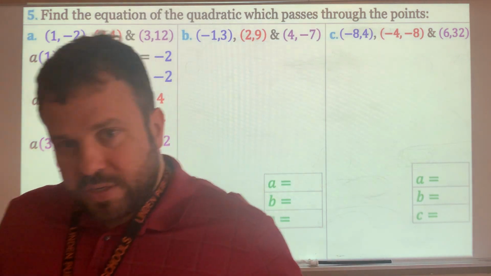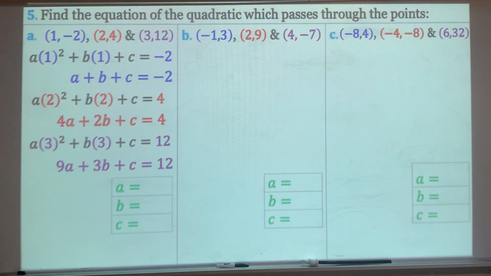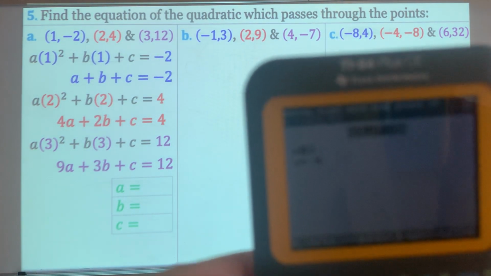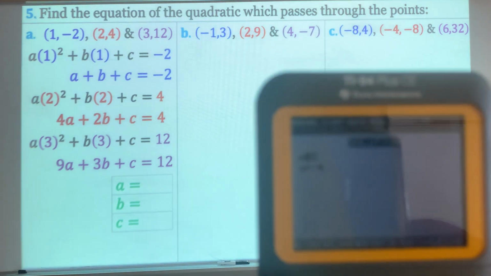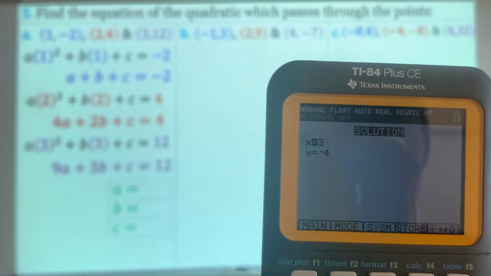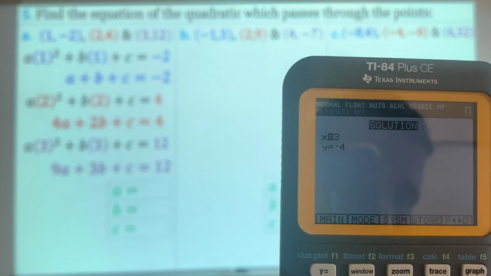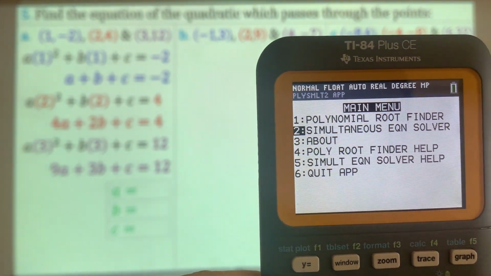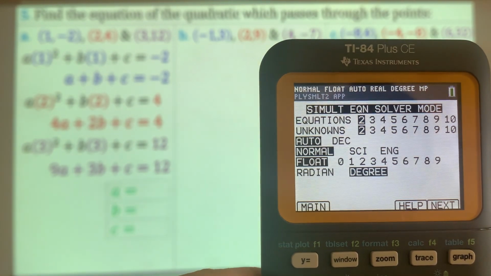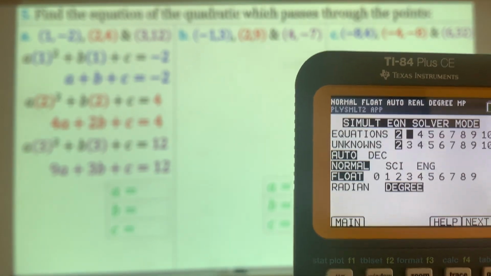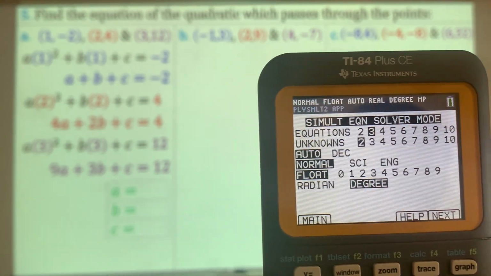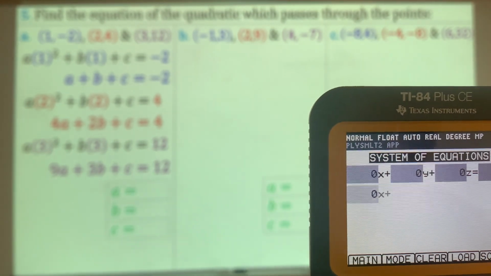All right, so now I got a bunch of stuff going on here. I got 3 equations. Now, I'm going back to main on my calculator. I'm going to go to my number 2, simultaneous equation solver. Now I'm going to go over to 3, enter, and 3, because I want 3 equations now, and I'll be there for the next 2 problems as well.